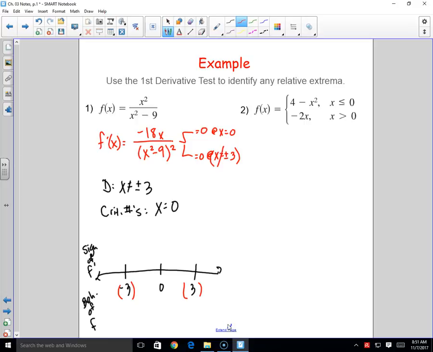Has anybody plugged in negative 4 yet? It's going to be positive. How did I do that so fast? Negative times a negative is a positive, and anything squared is a positive. I don't need to know the number, just the sign. What if I plug in negative 1? Negative times a negative is a positive, over positive. If I plug in positive 1? A negative over a positive. Plug in 4? A negative over a positive. So I have increasing, increasing, decreasing, decreasing.